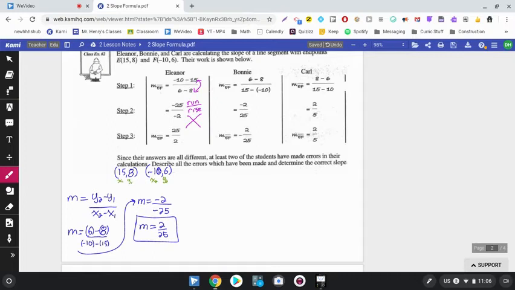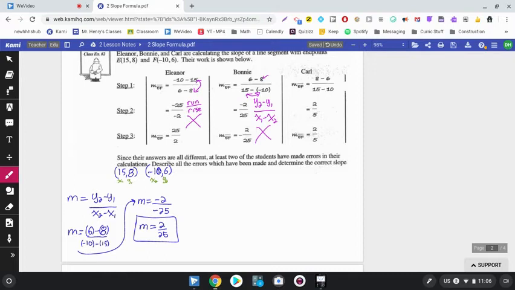Bonnie, 6 minus 8. Oh, I have that. Okay, so that part's good. Over 15 minus -10. And you say, oh, wait a minute. That's not right. They have on top y2 minus y1, but then on the bottom, they have x1 minus x2, which is the opposite. They switched that around. They got the wrong sign, and that's why I end up with such a bad situation. So no, that's no good.